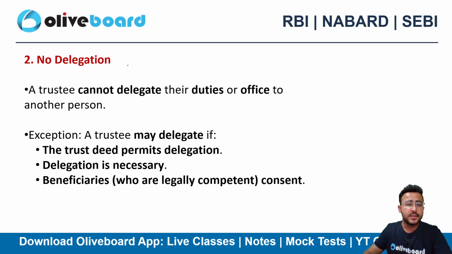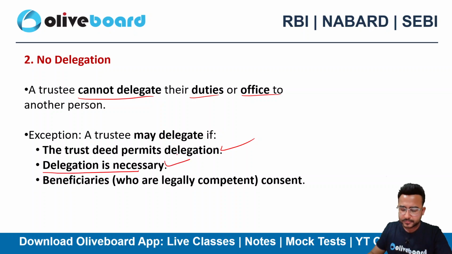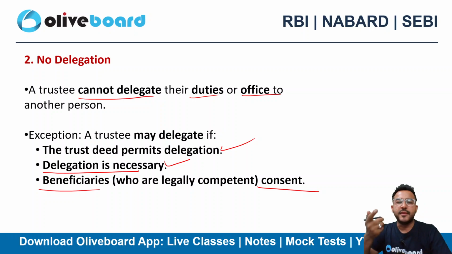No delegation. ट्रस्टी डेलीगेट नहीं करेगा अपनी ड्यूटीज को या फिर अपने पावर्स को किसी और पर्सन को. But the trustee may delegate if the trust deed permits. अरे ट्रस्ट डीड ही बोल रही है तो फिर क्या दिक्कत है, परमिट कर सकते हो, आप डेलीगेट कर सकते हो. डेलीगेशन बहुत जरूरी है, इस केस में आप कर सकते हो. बेनिफिशियरीज का कंसेंट मिल गया, ऑब्वियस सी बात है. If something is written in the trust deed, that's fine. If the beneficiaries don't have any problem again, that's fine. और if the delegation is a must, it's a necessity.